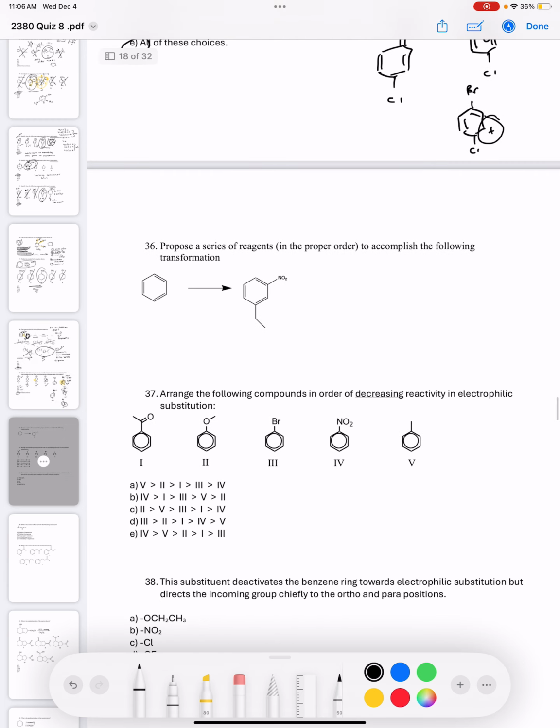Okay, next question. Propose a series of reagents in the proper order to accomplish the following transformation. Okay, so remember when we did electrophilic aromatic substitution and we talked about electron withdrawing groups versus electron donating groups, and you had to decide what order they were going to go in. But also, we had to learn about primary attachment of alkyl groups.